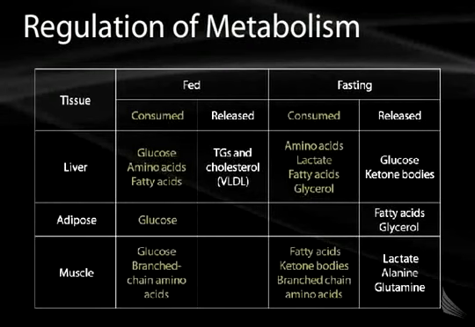So in this section, we're going to examine how this coordinate regulation occurs in the liver and the adipose tissue in 4 different situations. The first is after a meal, in the postprandial situation. The second is between meals. The third is in prolonged starvation. And the fourth is in uncontrolled diabetes mellitus.